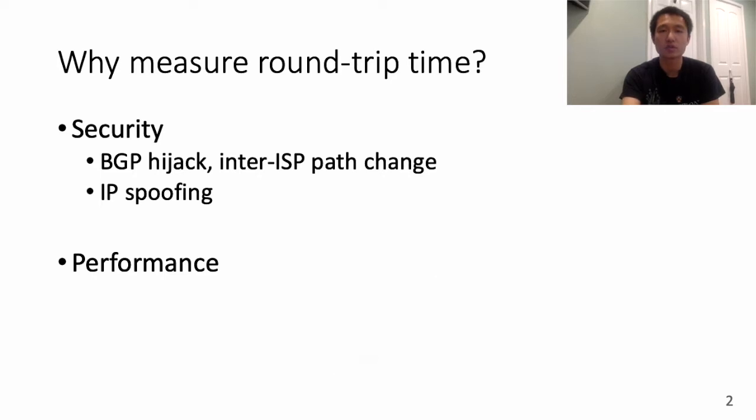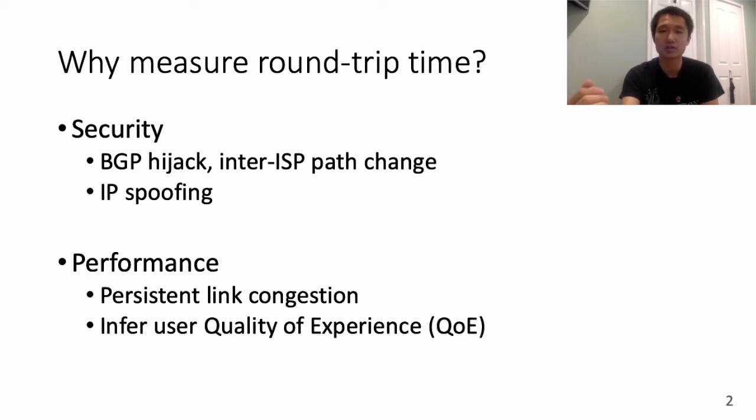Furthermore, round-trip latency also closely reflects the network's performance. A daily pattern of increased RTT signals network link congestion in peak hours. Meanwhile, we can also use RTT alongside other performance metrics to infer the user's quality of experience, or QoE, when using network applications. For example, we might infer the quality of streaming video the user is playing.